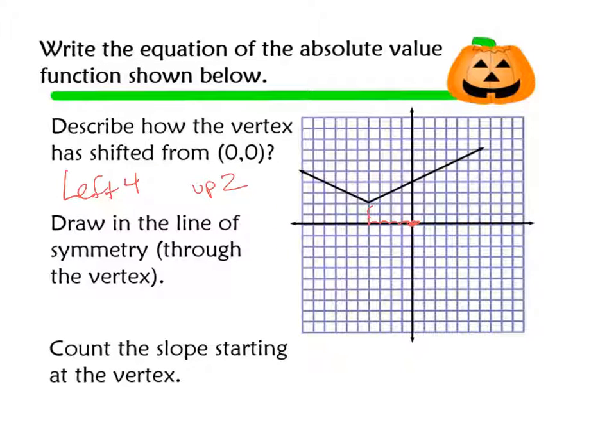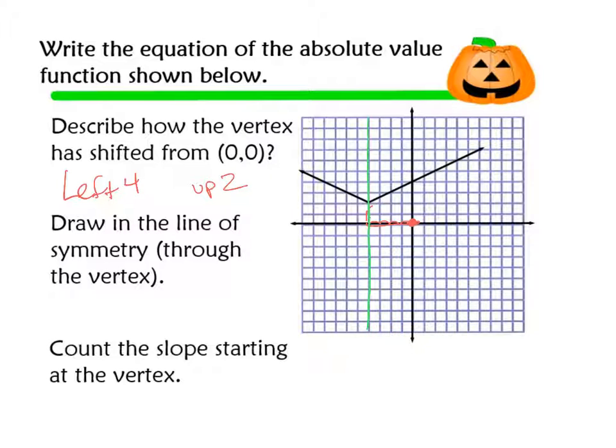Okay, so now I'm going to go ahead and draw in. That's step 1. So we showed that the vertex used to be here in the middle. It has been shifted to the left 4, and up 2. Now next I want to draw in my line of symmetry. And the line of symmetry we talked about has to go through the vertex. So right here is that line of symmetry.